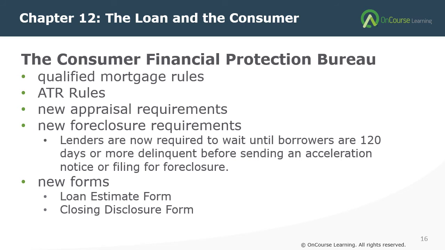I believe we mentioned in an earlier chapter that lenders will try to work with borrowers if a borrower defaults, in trying to work out either the terms or perhaps to try to get the property sold. But now there are requirements that lenders have to wait 120 days or more that the loan is delinquent before sending an acceleration notice or filing for foreclosure.